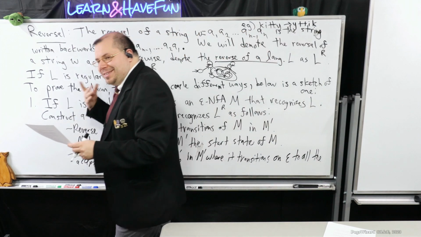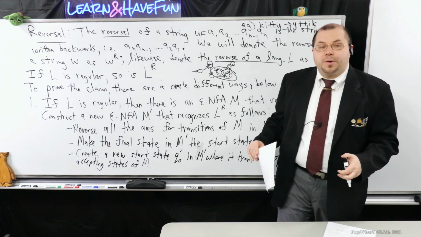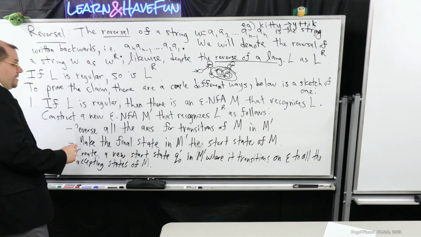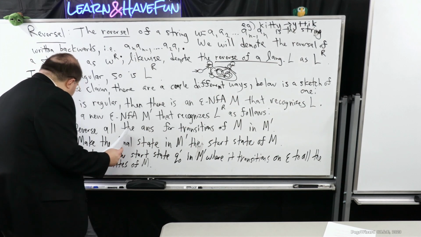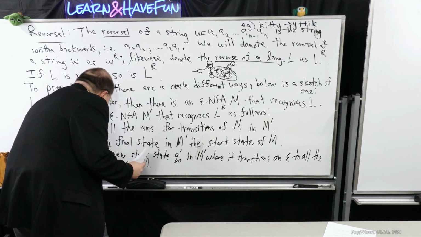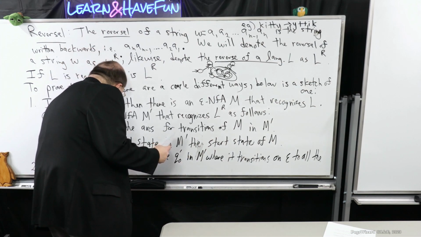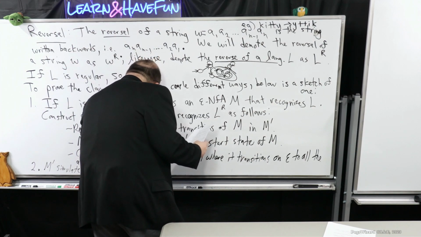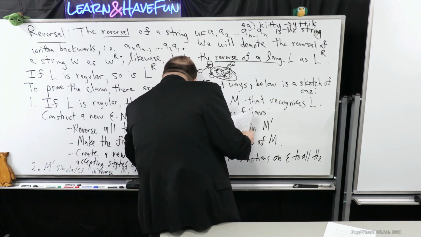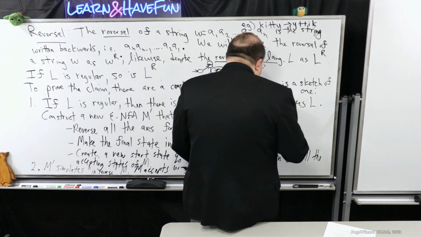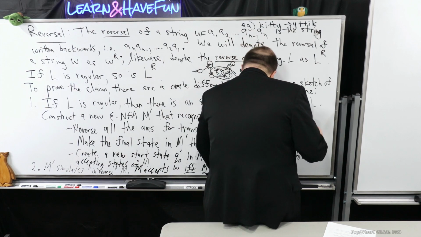Now, here's the other key observation. You might ask, Dan, okay, so what can we say about this new epsilon FA M prime? Well, here's the other part of the proof. Once you've got this, M prime simulates, in quotation marks, in reverse, M, meaning that M accepts W if and only if M prime accepts W reverse.